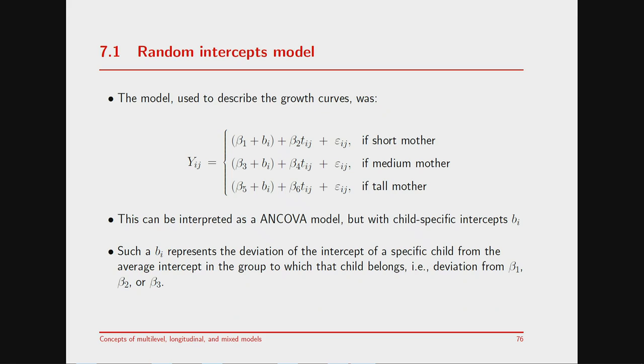And different children are allowed to have their own intercept. So we're assuming here, apart from the errors, of course, that each child can be well represented by a straight line, but each child has its own intercept. So in the first group, the intercepts are beta 1 plus bi. So if I would look graphically at this first group, I have straight lines.